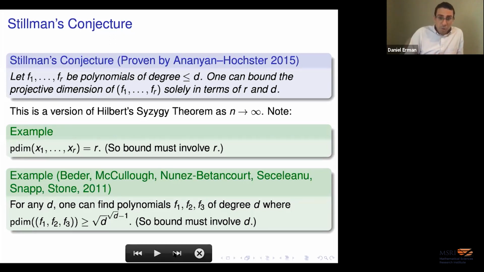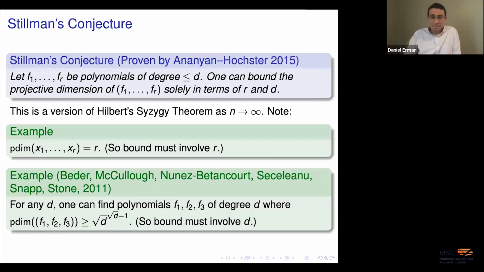And it's worth just mapping out. If you haven't thought about projective dimension before, it's easy to underestimate how complicated it is. So first of all, any such bound would have to involve r. That's fairly easy to see. If you look at the projective dimension of r linear forms, I guess it's r minus 1, then that grows with r. So even just for linear forms, the bound would have to involve r.